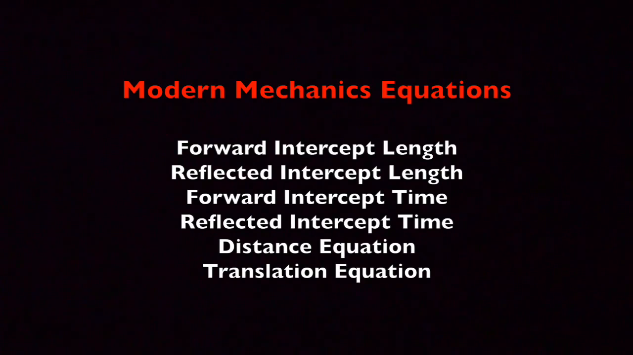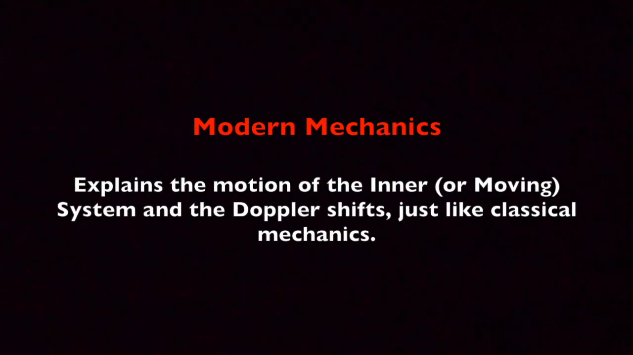So in this episode, I've introduced you to some of modern mechanics' key equations, and I've shown how modern mechanics and classical mechanics make the same predictions for the moving inner system and for the Doppler shifts. Next time, I'm going to use modern mechanics to explain the key conceptual and mathematical mistakes in Einstein's work.